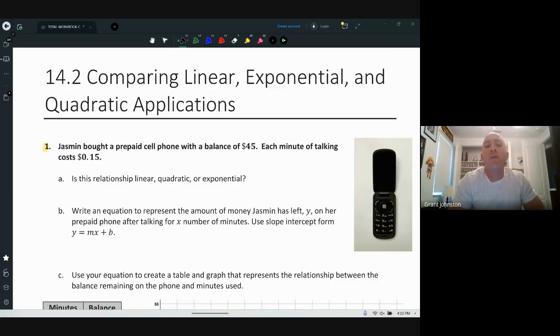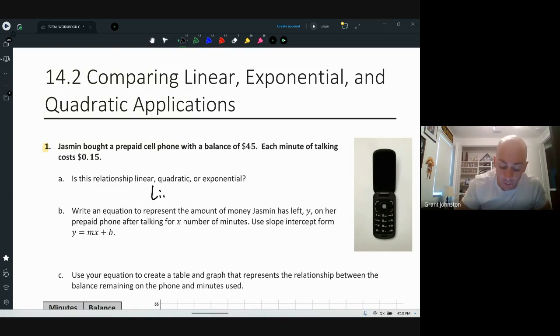Comparing linear, exponential, and quadratic applications. So number one says, Jasmine bought a prepaid cell phone with a balance of $45. Each minute of talking costs 15 cents. Is this relationship linear, quadratic, or exponential? So if you start with $45 and you're just going down by 15 cents each time, that's linear.